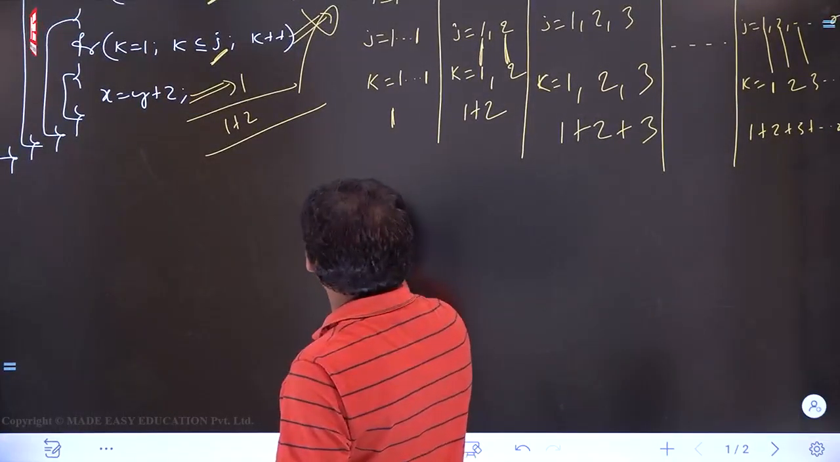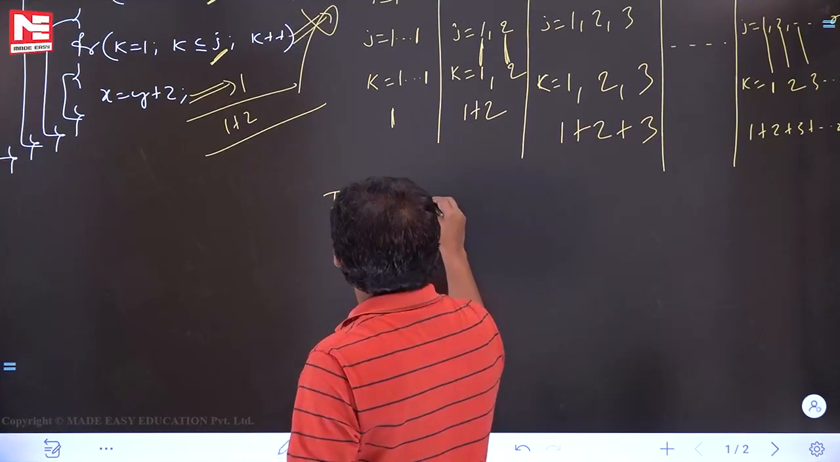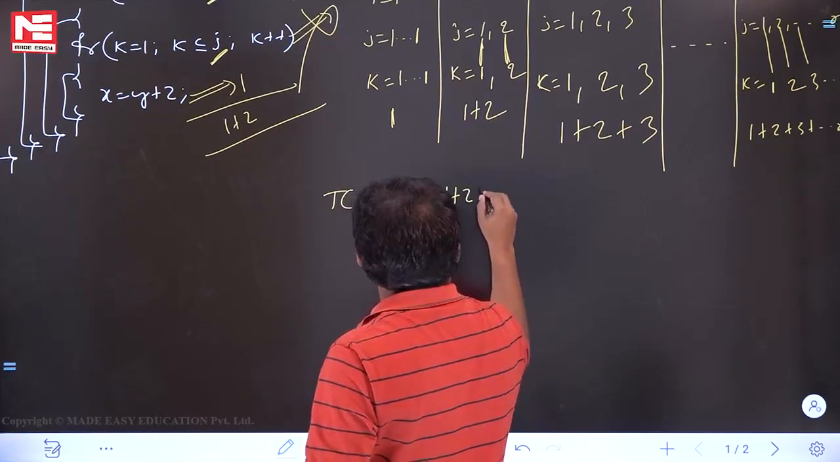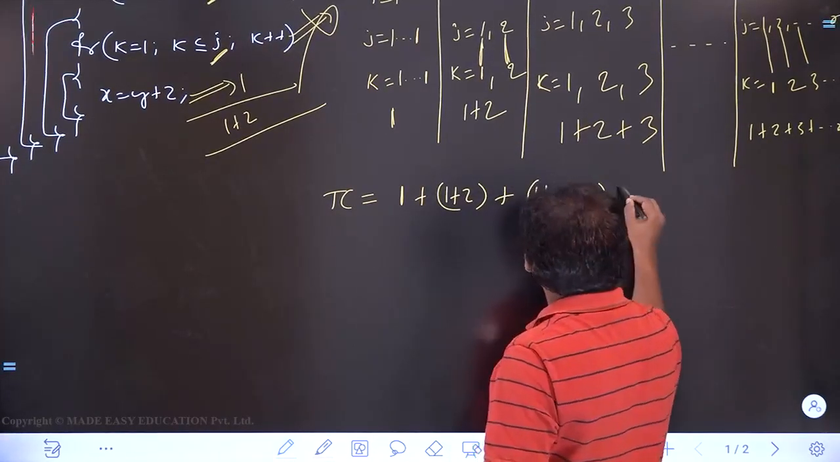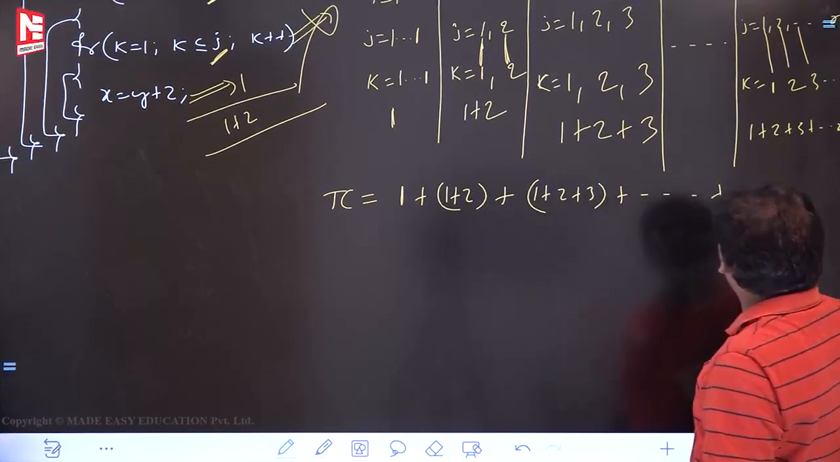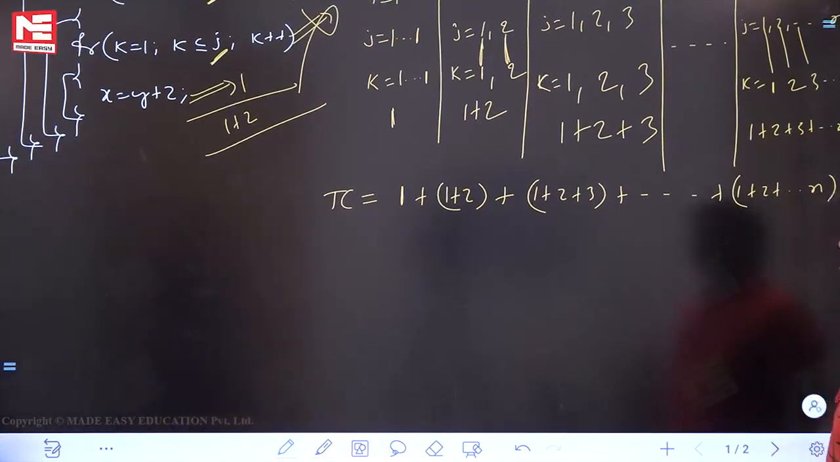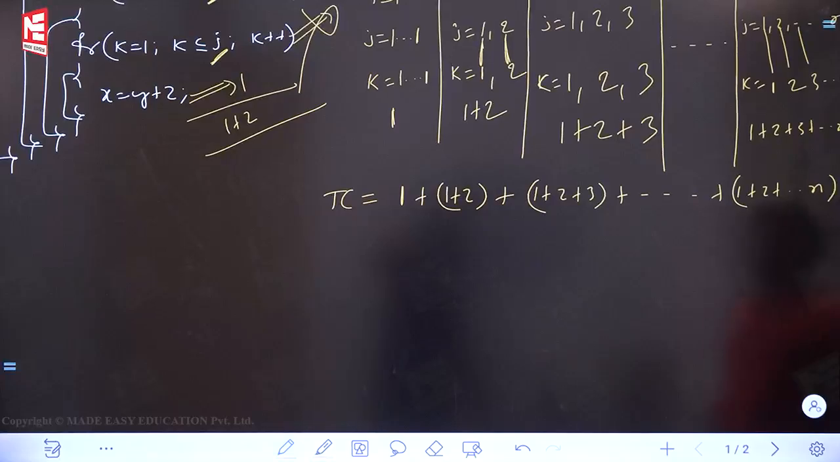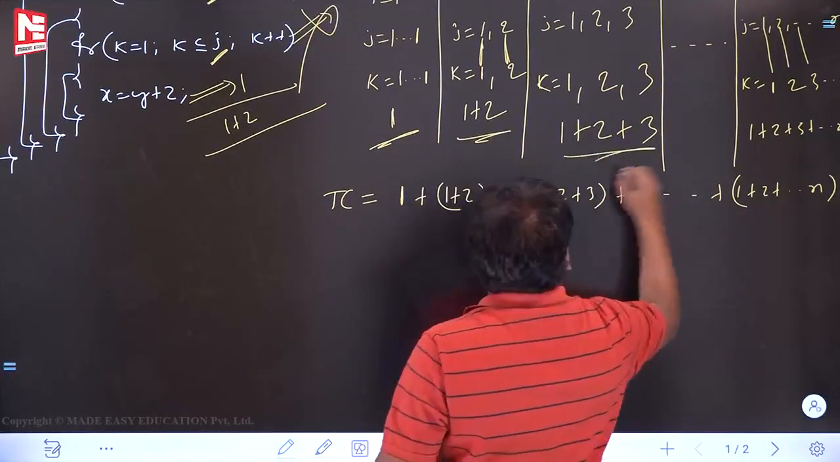The time complexity is equal to, this is the final answer. What is the answer? First time, I is equal to 1, 1 time. I is equal to 2, 1 plus 2 times. I is equal to 3, 1 plus 2 plus 3 times. And so on. What is the last one? I is equal to n, 1 plus 2 plus and so on up to n. This is the way it is going on. If you are really comfortable, whatever is there, just write it up. This is the time complexity.